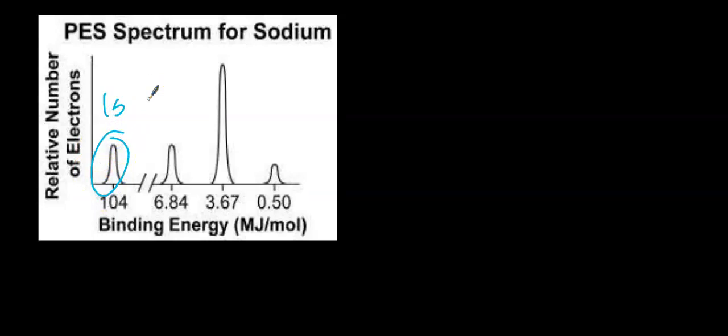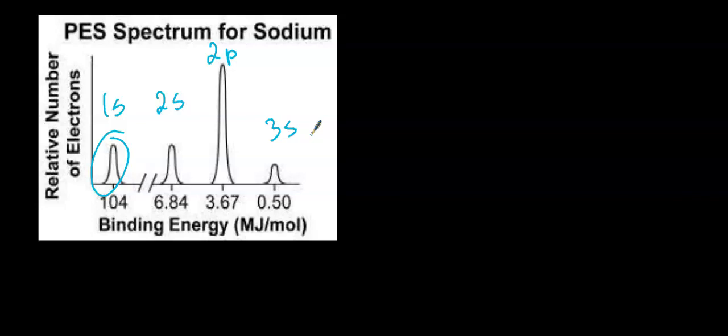Got a big break in energy, big difference in energy, break in that x-axis there from 100 to about 7 megajoules per mole. That tells us that that next peak corresponds to electrons in a higher energy level. Next peak, not that much lower energy, 6.84 to 3.67. That tells us these electrons are in the same energy level, so we're still second energy level. This time the P sublevel. And then we have a pretty large difference in energy, 3.67 to 0.50. Again, telling us that that last peak corresponds to electrons in a higher energy level.